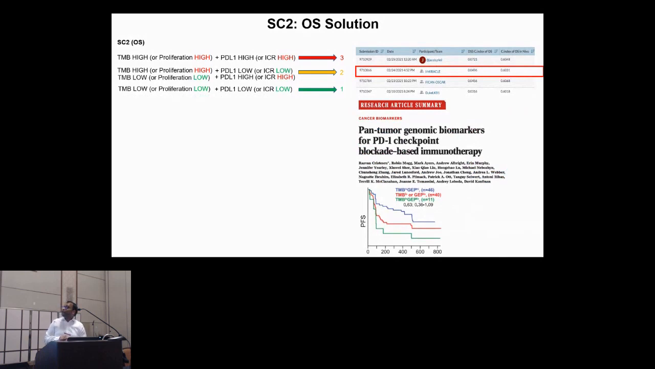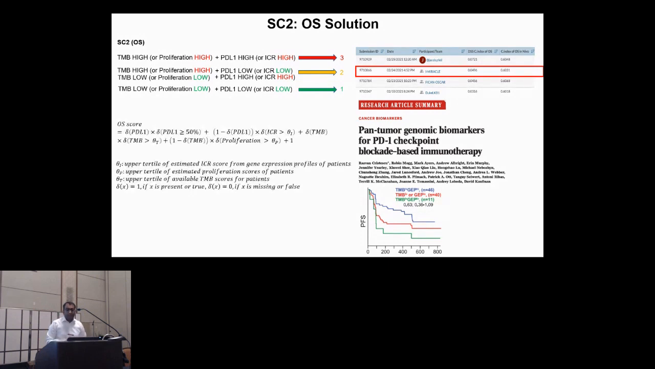In the overall survival challenge, again, we tried to mimic the solution that was provided in the Science paper in 2019, where you have TMB and GP high. So for equivalent, we used TMB high as well as PDL1 high or the ICR high group and gave them the score of 3. And then for the others, trying to mimic exactly what the solution was in the Science paper, we gave scores of 2 and 1. Again, the complicated mathematical formula is basically nothing but a linear additive model representing our solution. And we were the top performing team in this particular challenge.